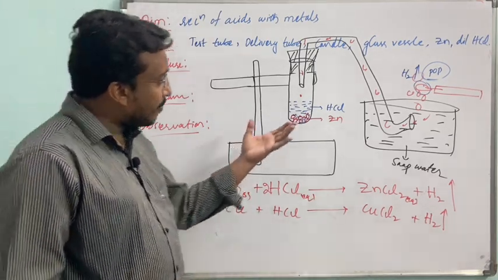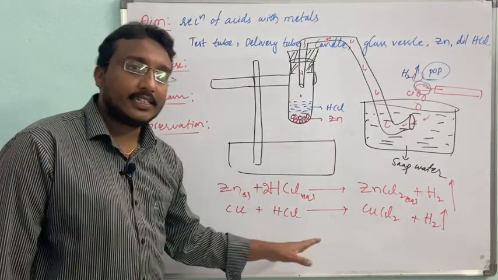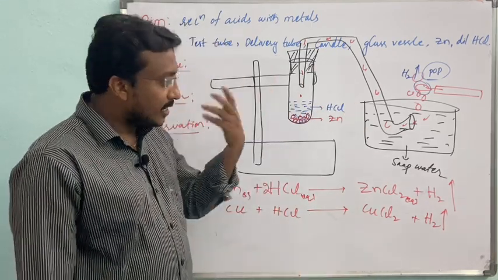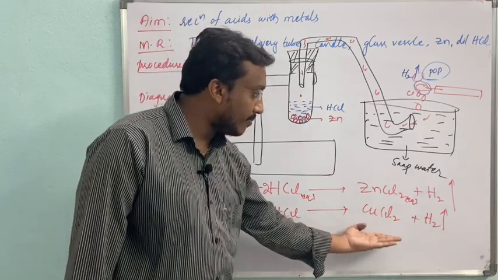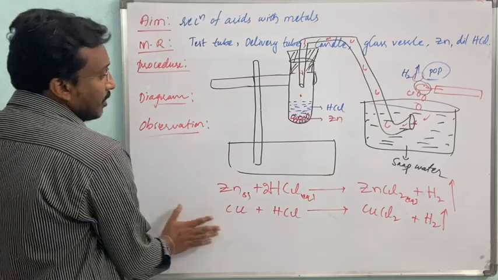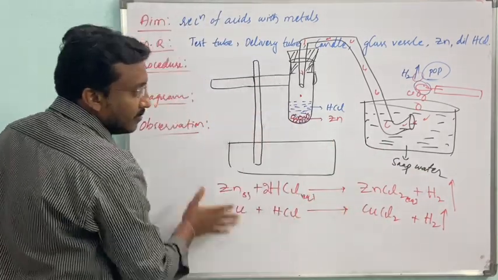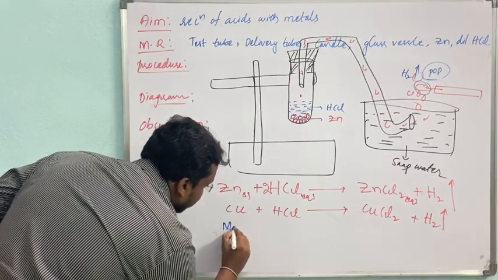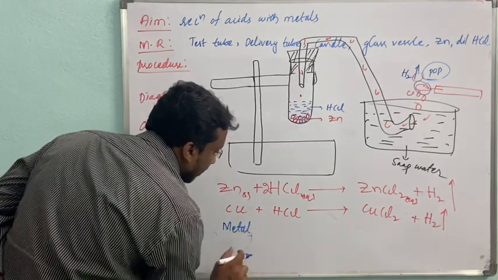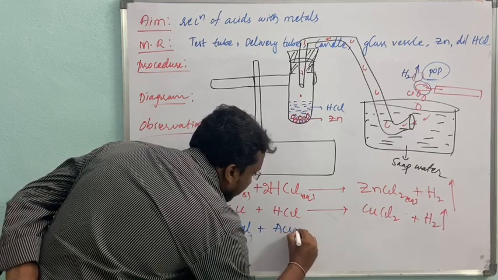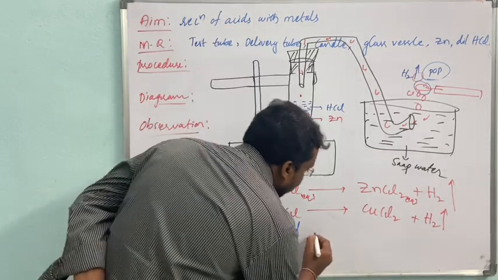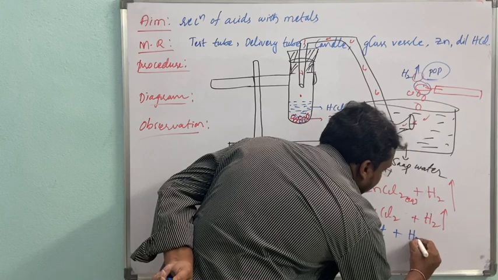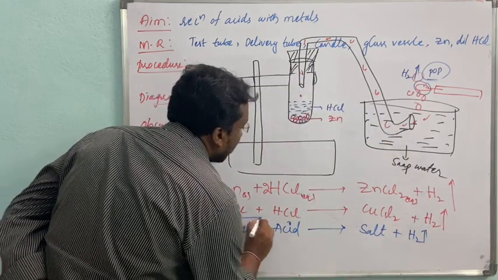Repeat the same activity with different acids, such as sulfuric acid. Instead of hydrochloric acid, use sulfuric acid or nitric acid, and we get the same results. By observing all these chemical reactions, the final conclusion we get is that when a metal reacts with an acid, it gives a salt plus hydrogen gas. This is the general reaction.